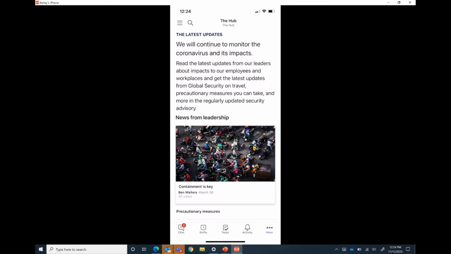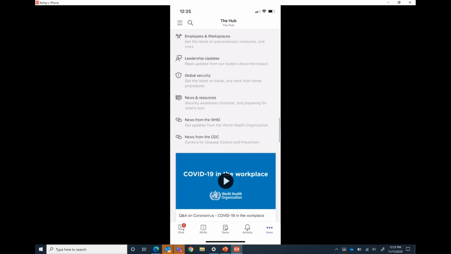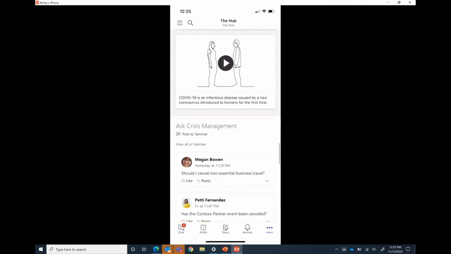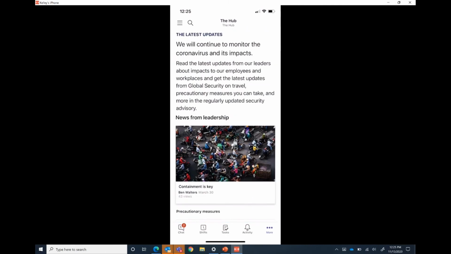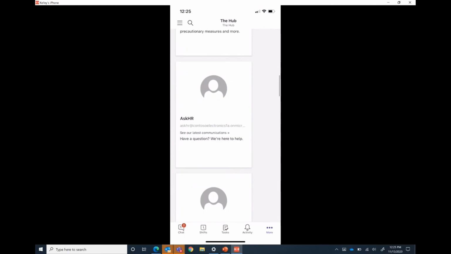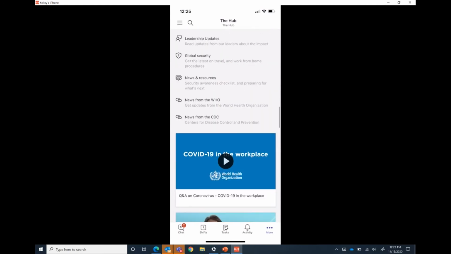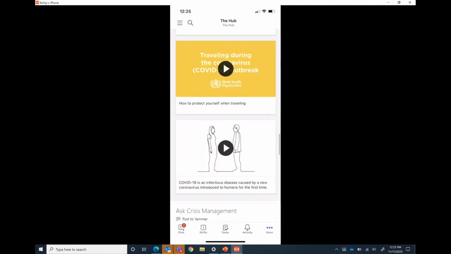All right, so what do I have up here right now? The hub. I've got my mobile device up here in the demo tenant, and you can see this is just SharePoint. That's all this is. We know intranets are still very important in terms of pushing out news and any policies and procedures that individuals need to have access to, crisis response, global security, leadership updates, lots of great information.